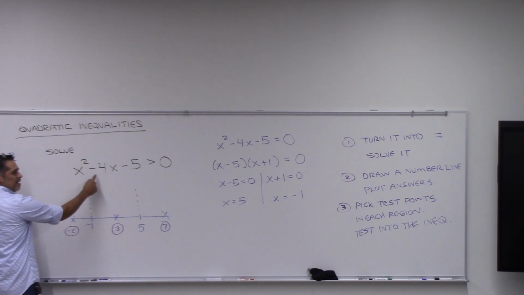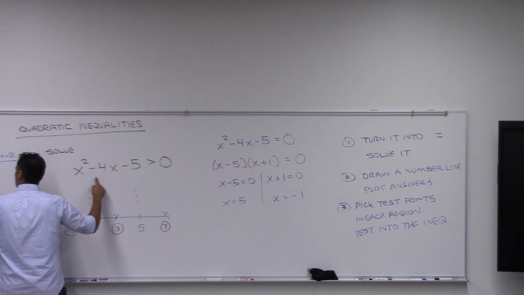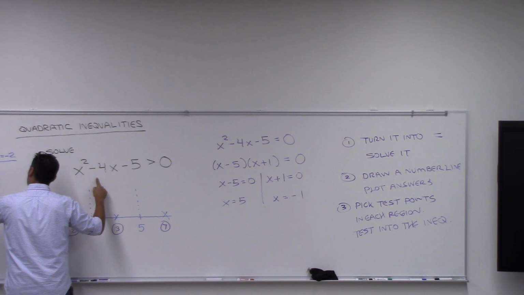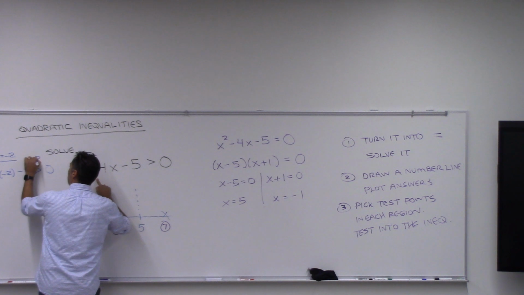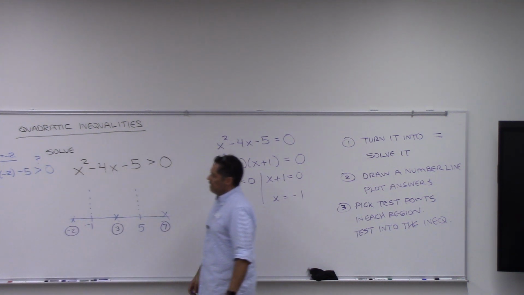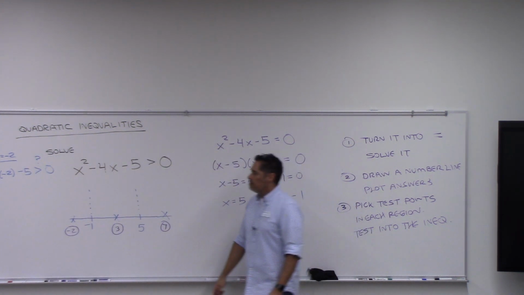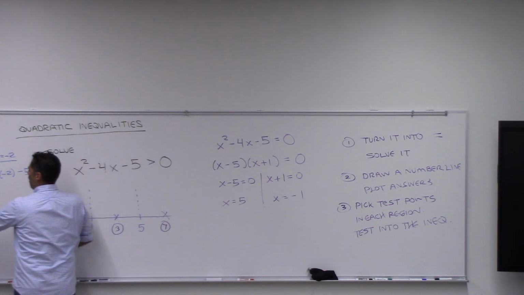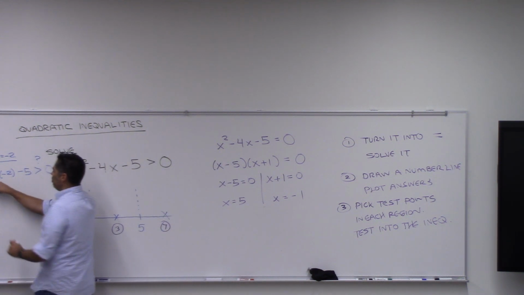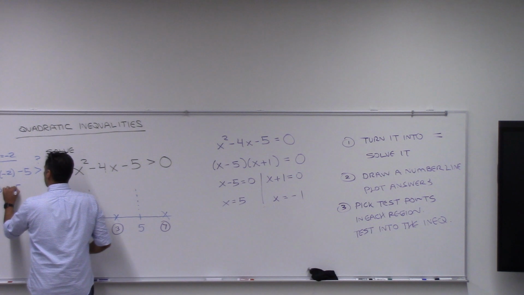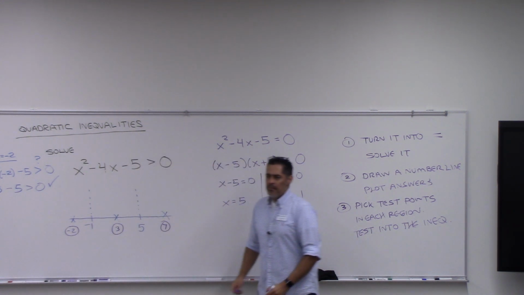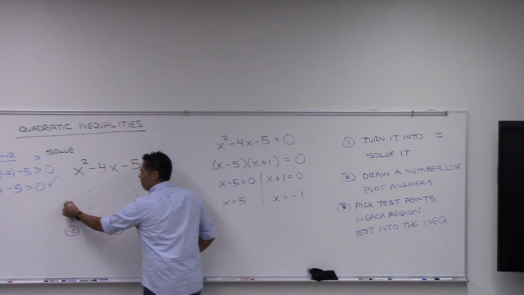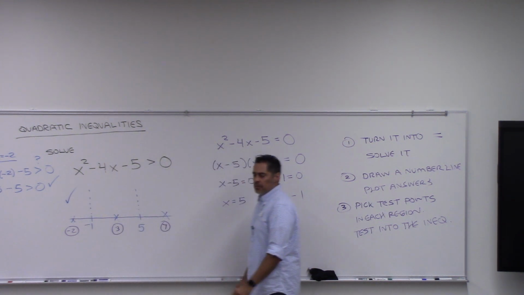I'm testing it into this, right? -2 squared minus 4 times -2 minus 5. Is that greater than 0? Question. It is. Because this is 4. This is plus 8 because 2 negatives multiply to be positive. Minus 5. Is that greater than 0? Absolutely. That works. And that means everything over here works, right? Everything over there works.